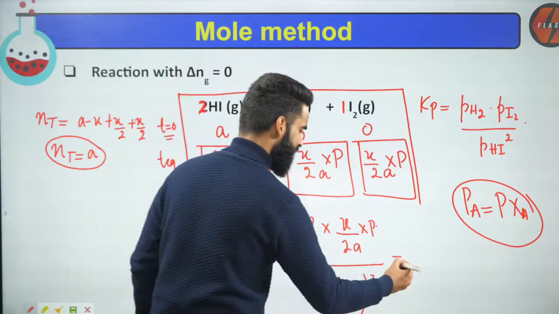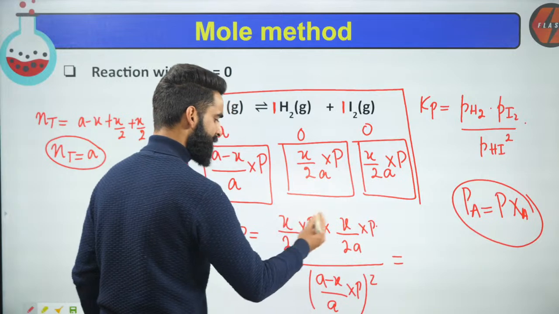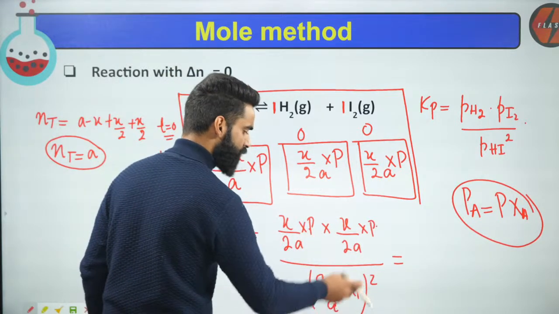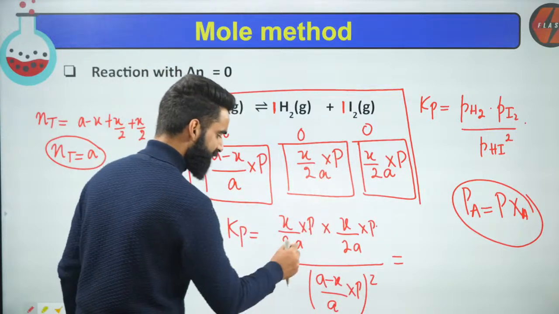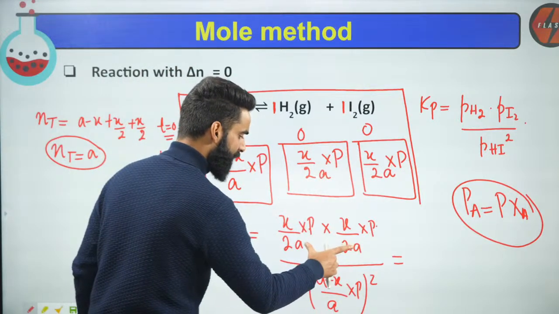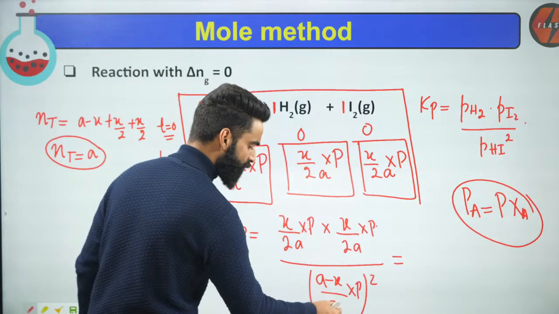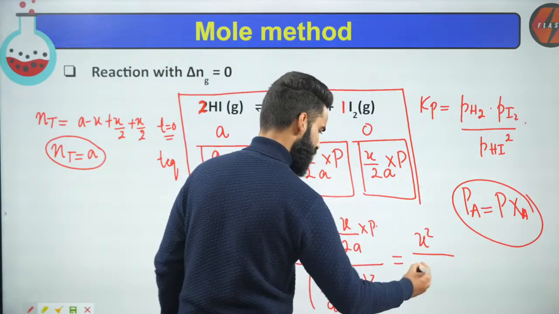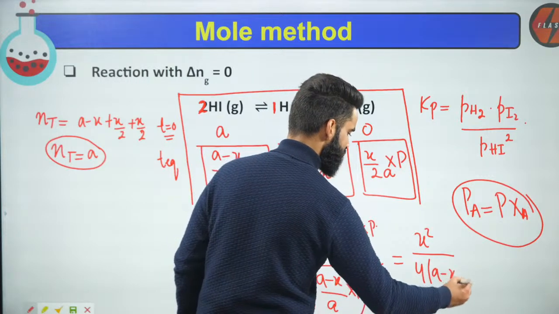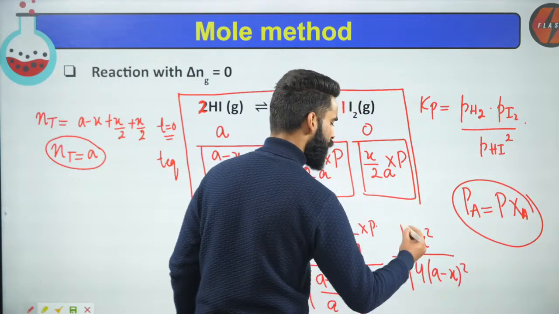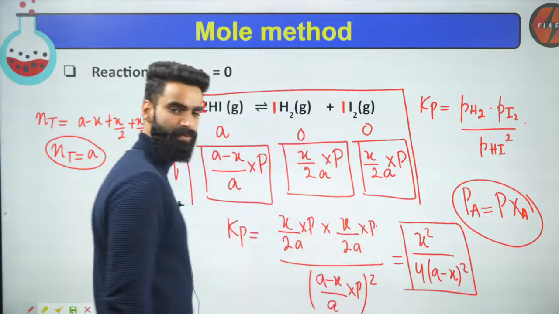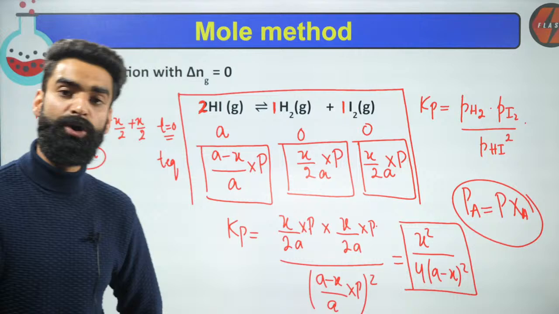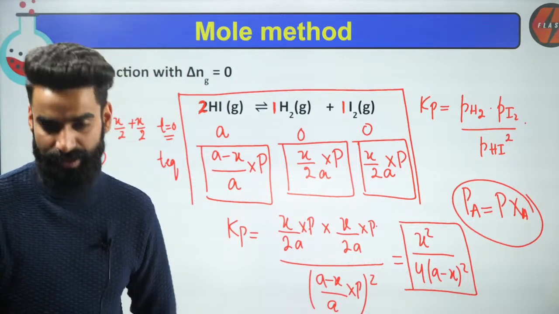Can I get it like this? This is going to be X square, this is going to be X square, and this is going to be P multiplied by P, that is P square. Over here P square is gone, cancelled. This is A, so I'll get A square, and A square is gone. So I'll be left with X square divided by 4 multiplied by A minus X, whole square. Can I say I got the same expression for Kc as well? And I told you in the beginning itself, for a reaction whose delta Ng is 0, the Kp value will always be equal to Kc.